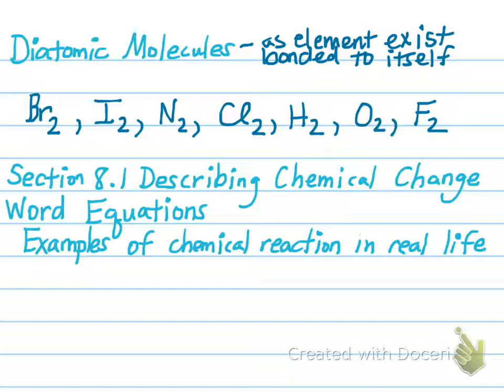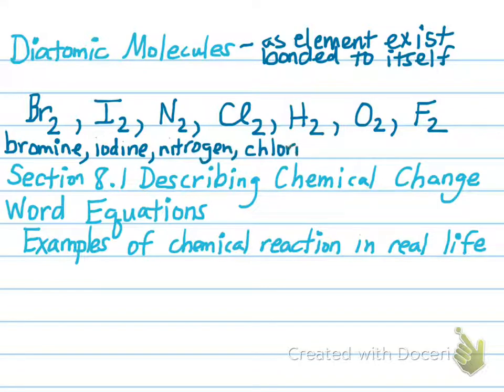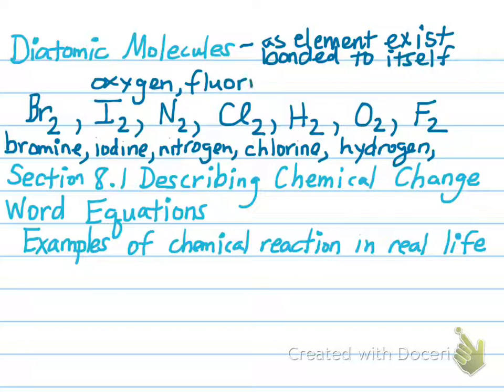Your other option on polyatomic ion quizzes for how to write them is you can write their names. So you could write bromine, iodine, nitrogen, chlorine, hydrogen, oxygen, and fluorine. Oops. Should be an I. Okay. One way or the other to get full credit on polyatomic ion quizzes. Okay. So those are those diatomic molecules.